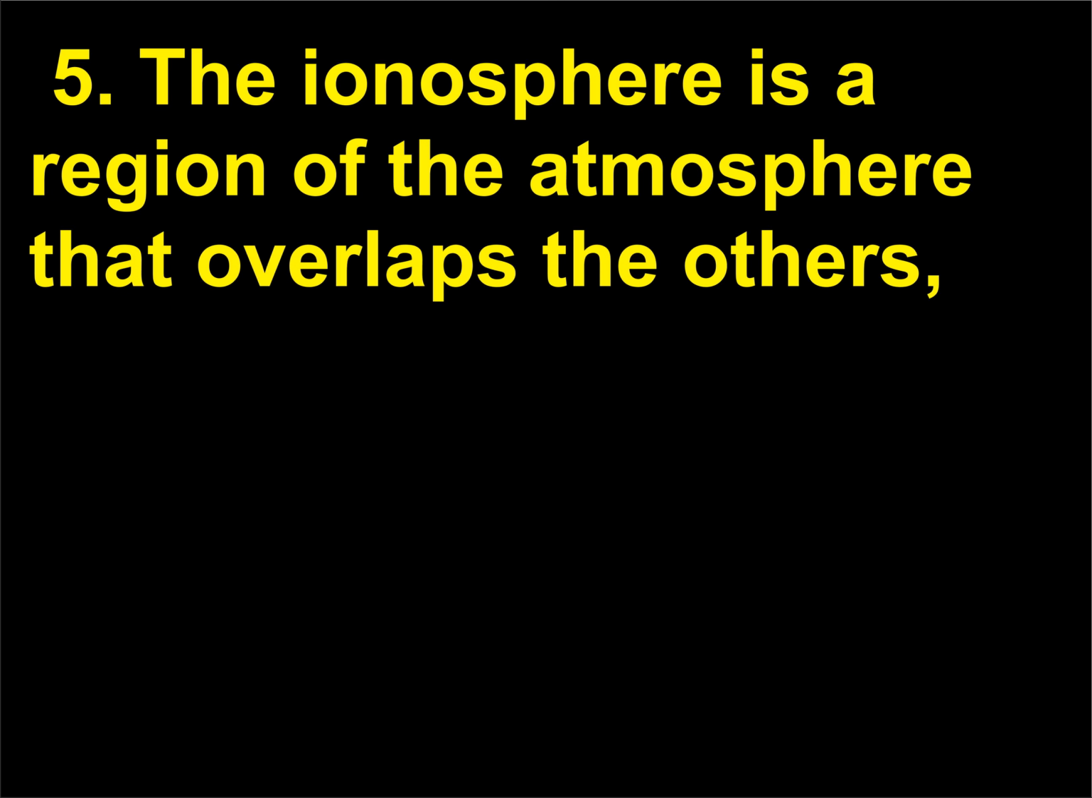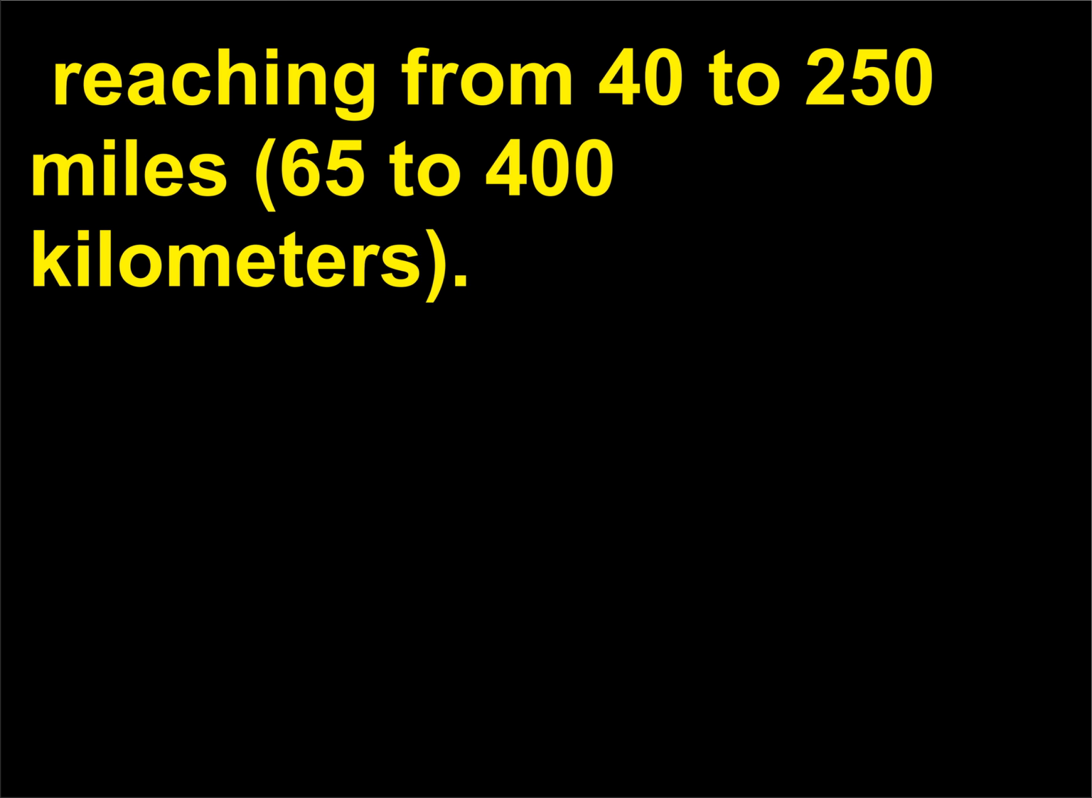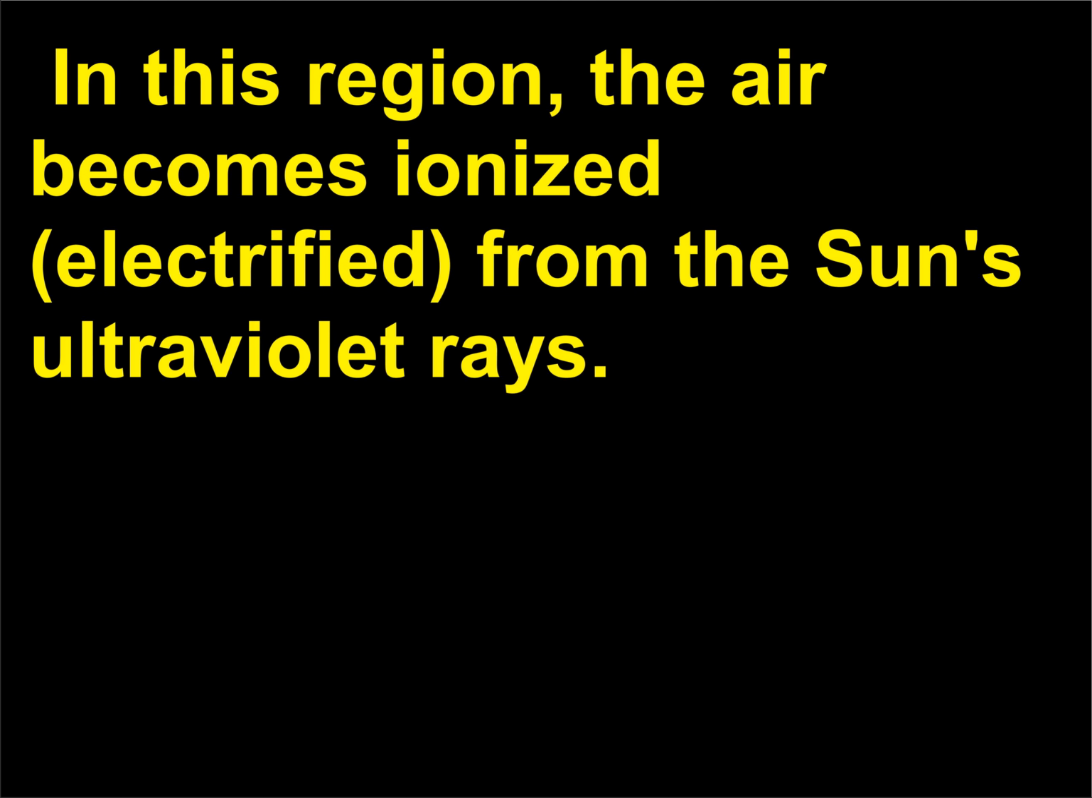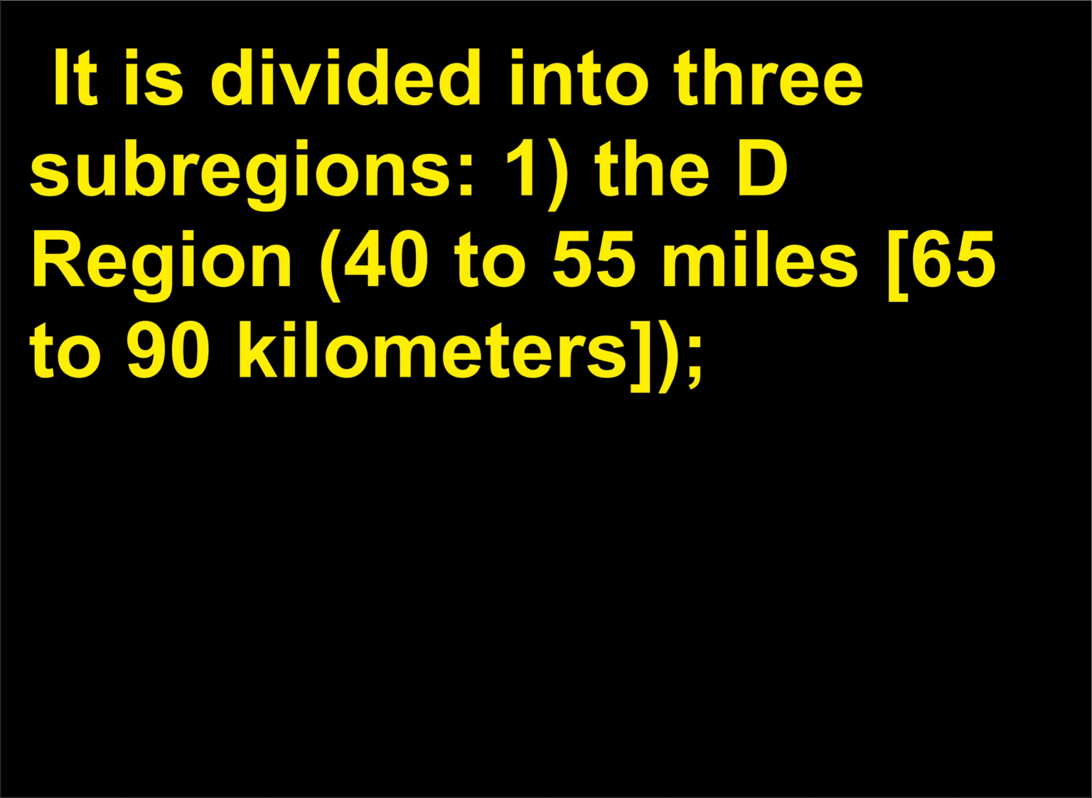5. The ionosphere is a region of the atmosphere that overlaps the others, reaching from 40 to 250 miles, 65 to 400 kilometers. In this region, the air becomes ionized, electrified, from the sun's ultraviolet rays. It is divided into 3 subregions.